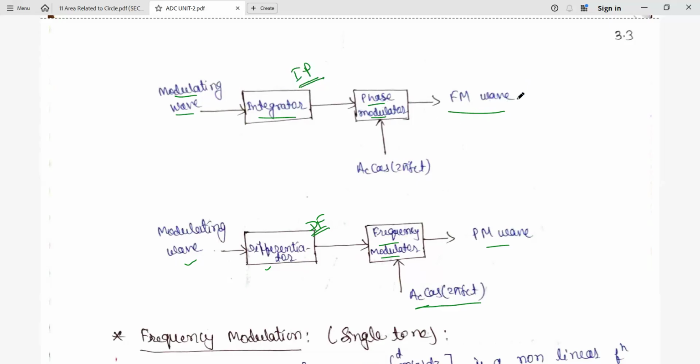In both cases, FM wave and PM wave, we need to know the standard equation, like we have seen in case of amplitude modulated wave. That also we need to keep in mind. So this is the important concept about angle modulation. Later in another lecture, we'll see in detail about frequency modulation and related topics.